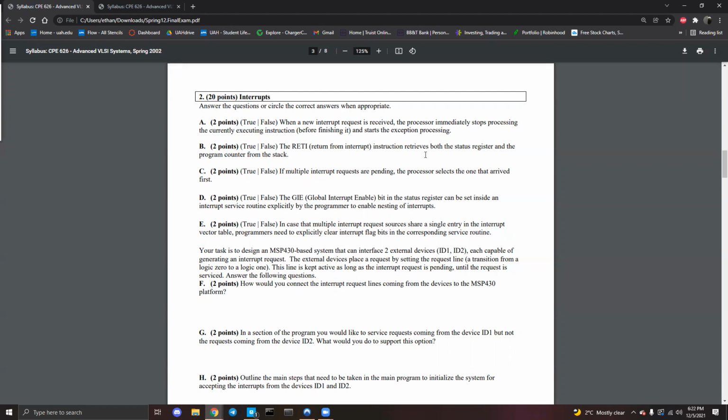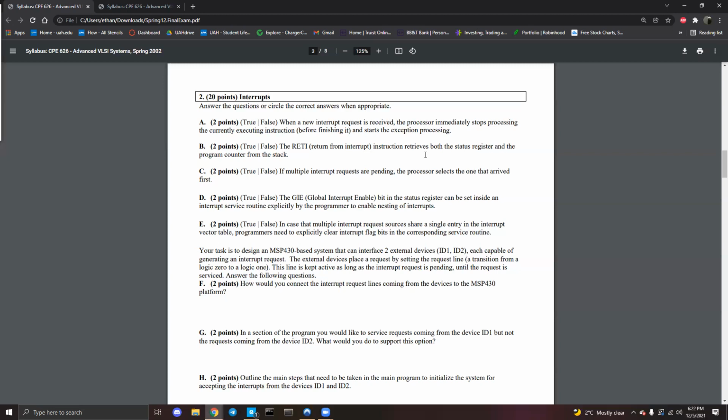first in time. Then there's D, the GIE global interrupt enable bit in the status register can be set inside an interrupt service routine explicitly by the programmer to enable nesting. Yeah, this is true. You can do that. I think I ended up doing that in my final project. It's a real hell of a thing, but you can do it. Don't know if it's a good idea, but that's true.